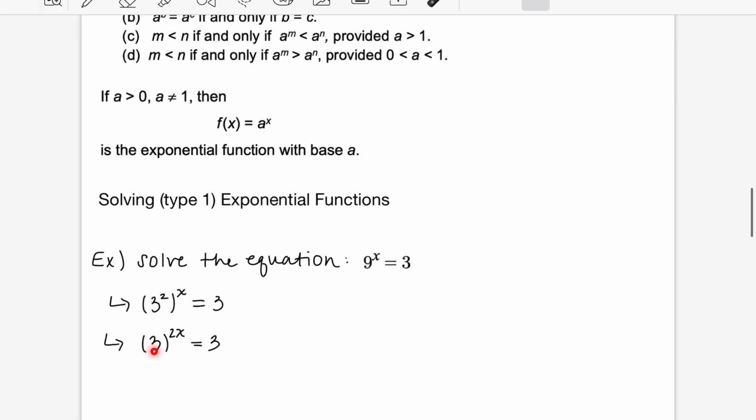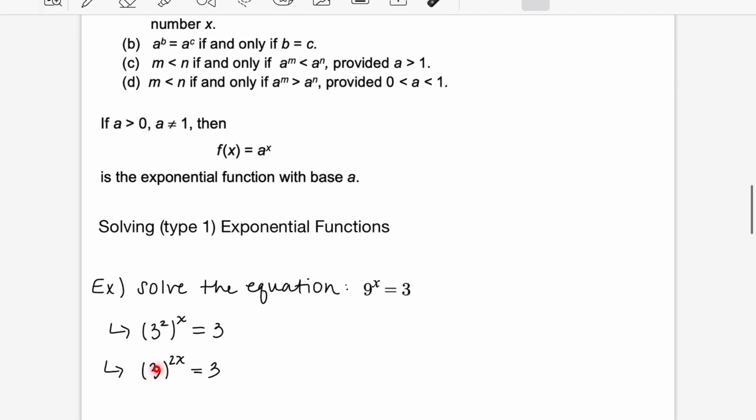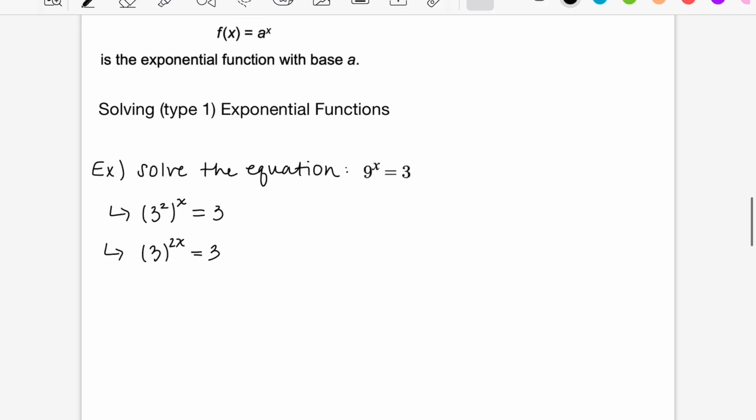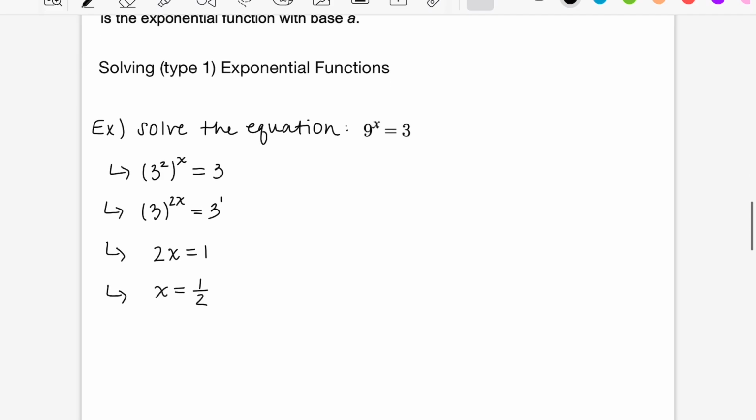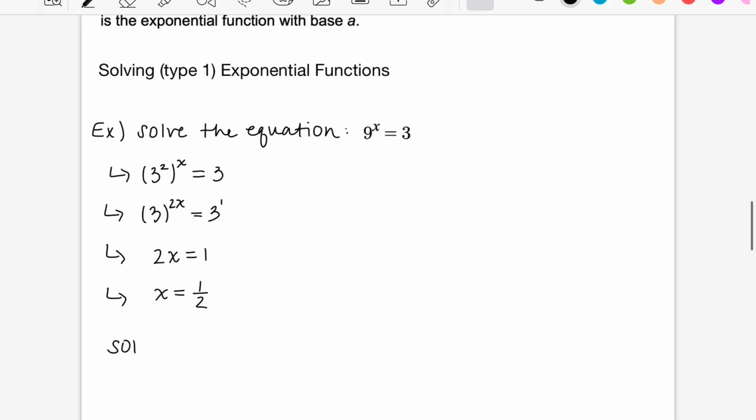Now notice our bases are equal. We have 3 on this side and 3 on this side. So this side is equal to this side if and only if our exponents are equal. This side has an exponent of 1, so we can set our exponents equal to each other and solve for x. Doing so, we'll get x is equal to 1/2, and so our solution set is just going to be 1/2.